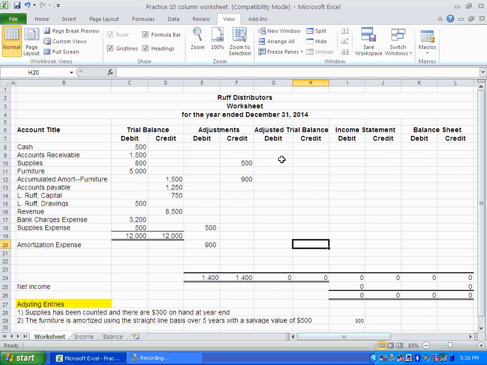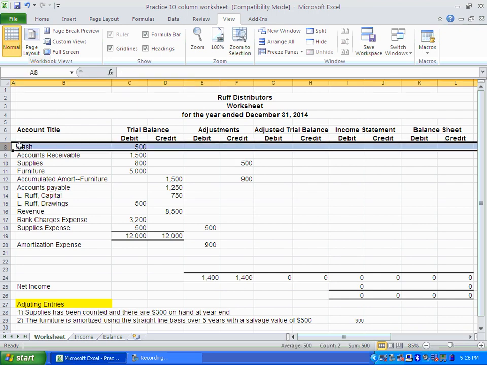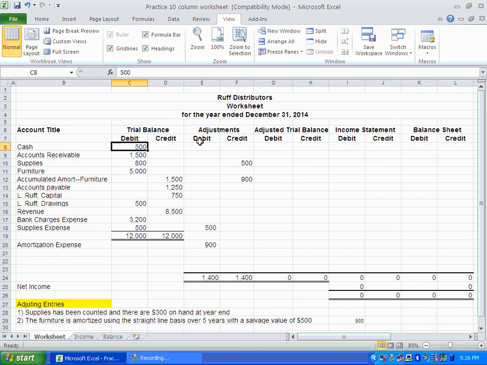Okay, on we go. Adjusted trial balance. What we have to do now is transfer all of these numbers from the trial balance to the adjusted trial balance, including any effects that our adjustments had on them. So, for example, $500 in cash. Well, the $500 did not get affected by any of the adjusting entries, so we just debit that for $500 under the adjusted trial balance. Same with the accounts receivable, that's fine.